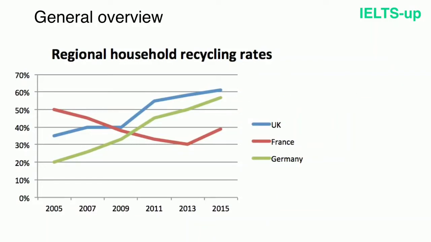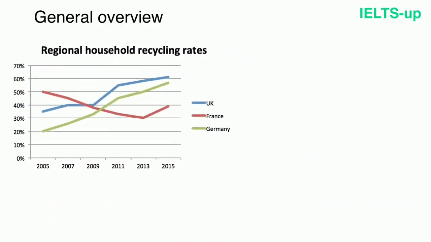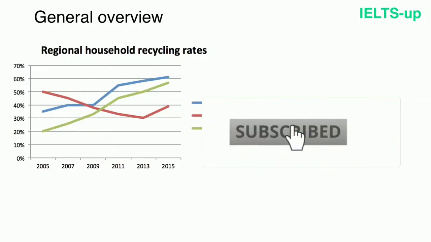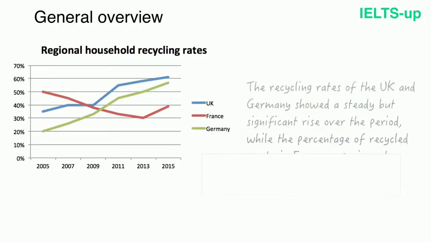It's easy to note that the UK and Germany's rates went up, while France's rates went down. So that's our two key features. You should normally have from 2 to 4 key features. And here's how I wrote my overview.